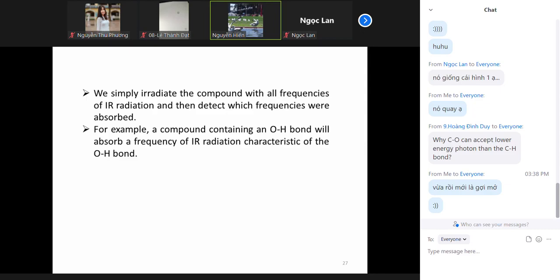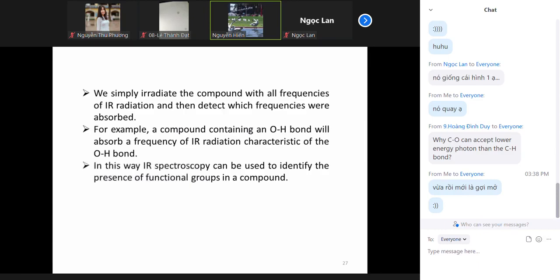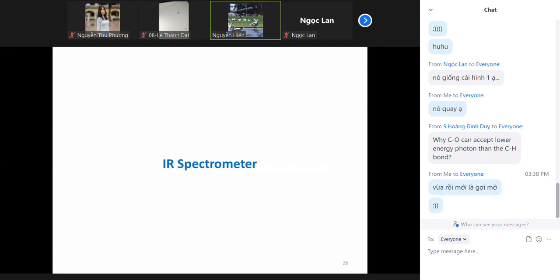For example, a compound containing an OH bond will absorb a frequency of infrared light characteristic of the OH bond. Là một chất mà có chứa nhóm OH thì nó sẽ hấp thụ tần số hồng ngoại đặc trưng của nhóm OH. So in this way, infrared spectroscopy can be used to identify the presence of functional groups in a compound. Infrared spectrometer, máy đo phổ.